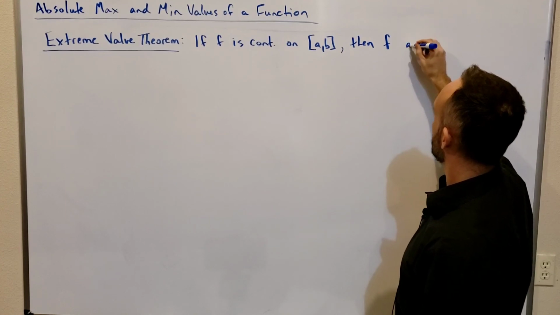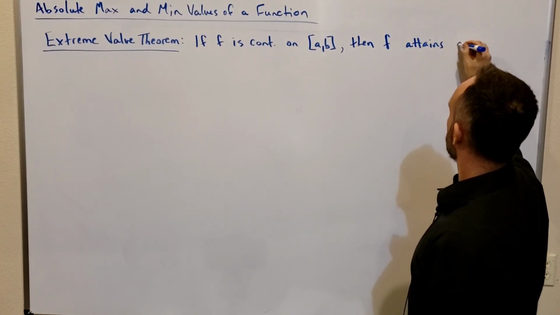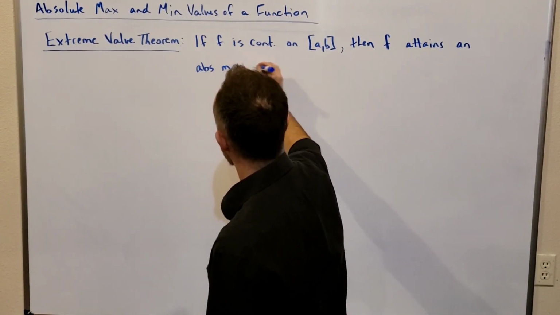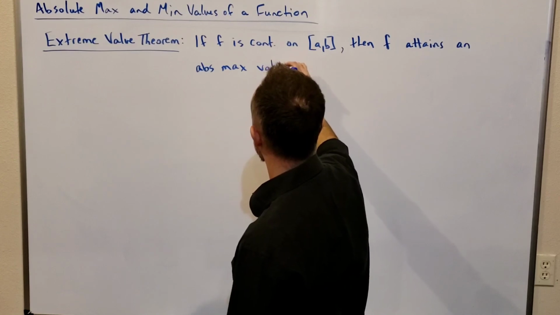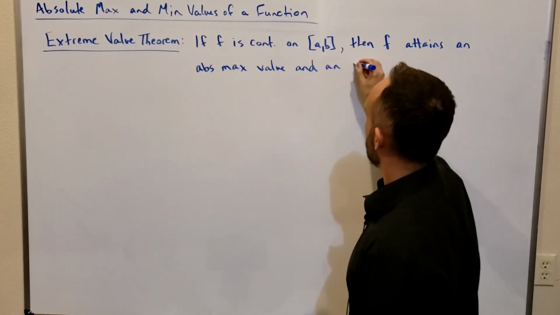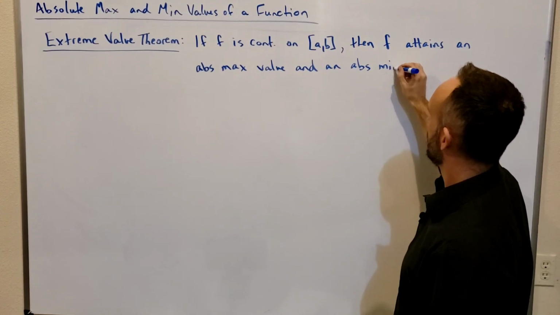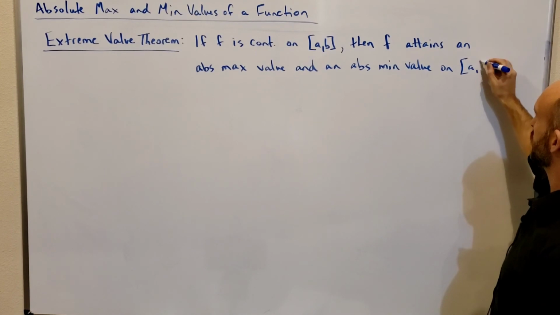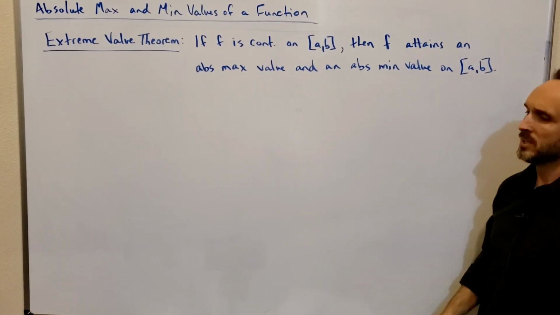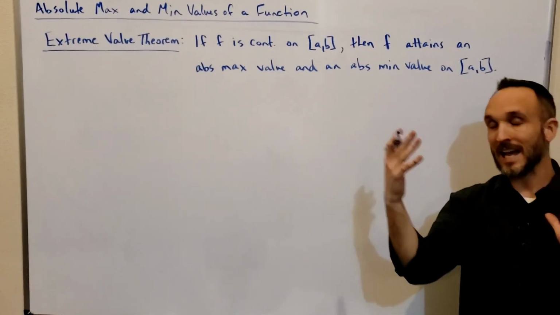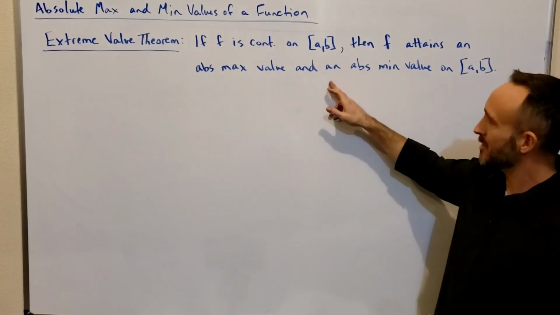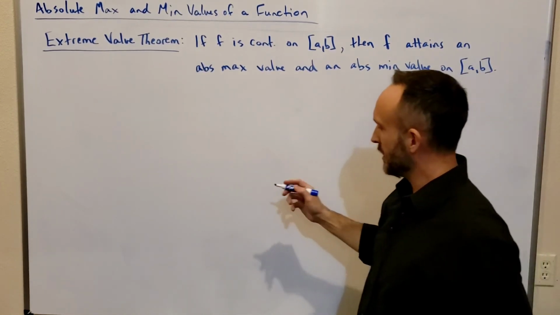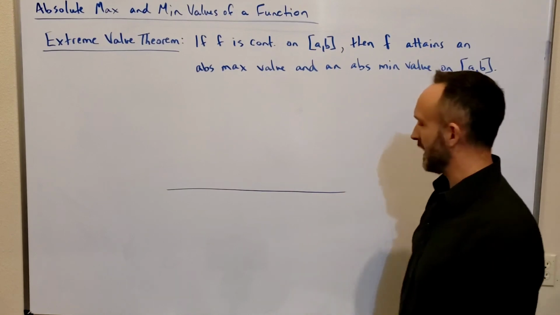that f attains an absolute max value and an absolute min value on this closed interval from a to b. So somewhere from a to b, at a or at b, this function is guaranteed to have a maximum value and an absolute minimum value. If we look at a picture of this, you'll see that it's pretty obvious that that could happen.